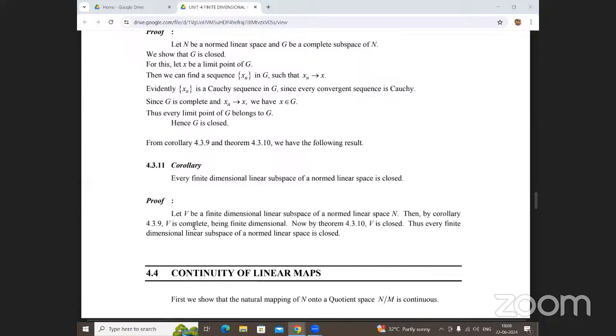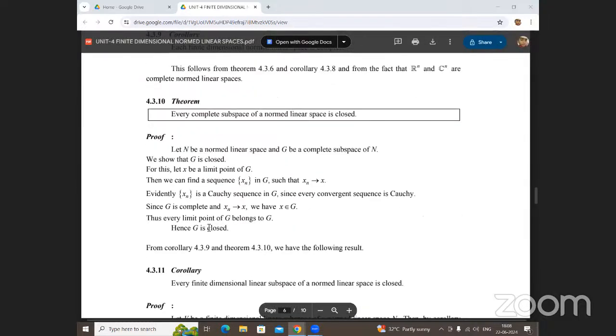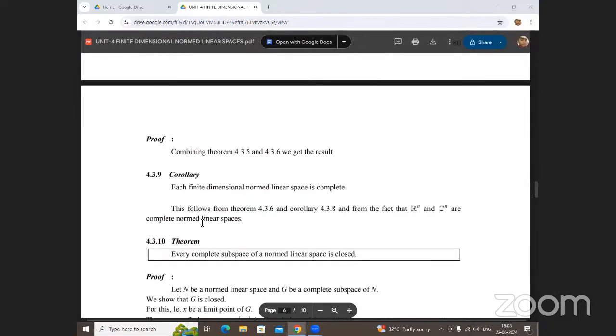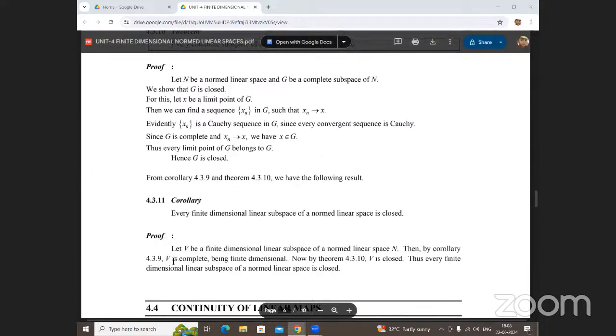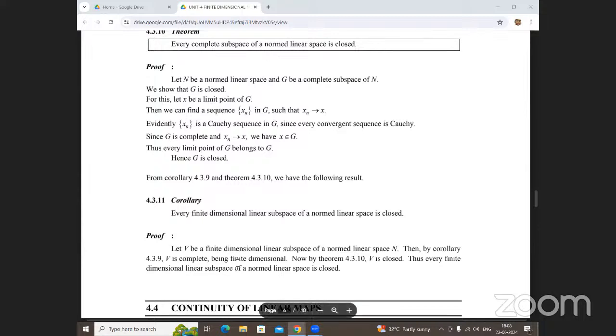That is the simple proof. Let capital V be a finite dimensional linear subspace of an NLS. By the above corollary, a finite dimensional normed linear space is complete. From that theory, the finite dimensional normed linear space is complete. Then by the above theorem, every complete subspace of a normed linear space is closed. So automatically the finite dimensional normed linear space is also closed.